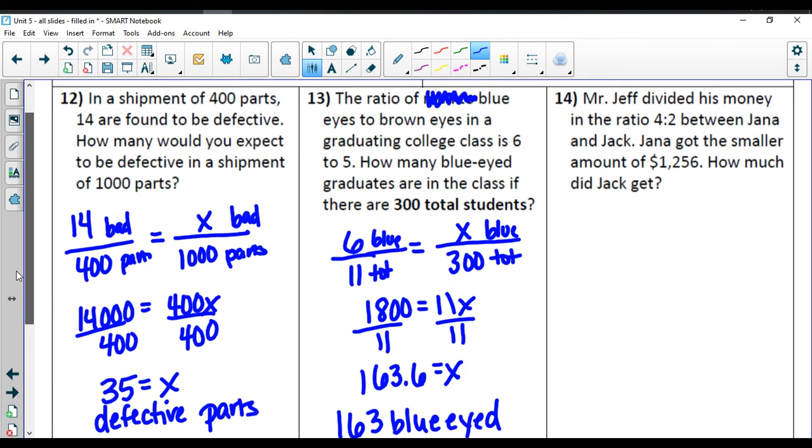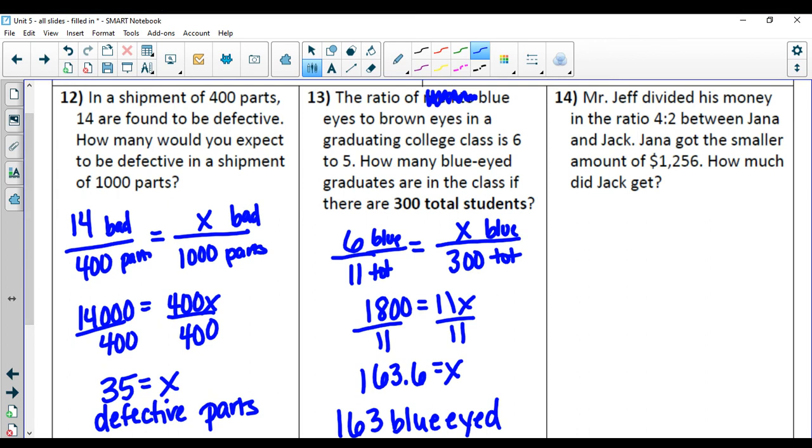Number 14, Mr. Jeff divided his money in the ratio 4 to 2 between Jana and Jack. Jana got the smaller amount of $1,256. How much did Jack get? So the ratio is 4 to 2. The smaller amount is the 2 because that's the smaller piece. So 4 to 2 is our ratio. The smaller amount is $1,256. We're going to put that on the bottom. The larger amount would match up over here on the top.